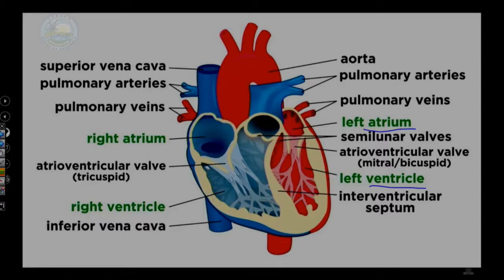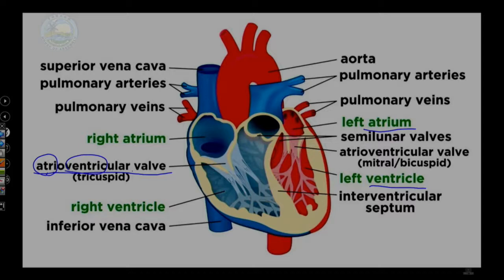Next, we would like to look at the valves between the chambers. So we have the atrioventricular valve here. Atrioventricular, how would you remember this? The word atrio from atrium and ventricular from ventricle. So it's the valve between the atrium and the ventricle.